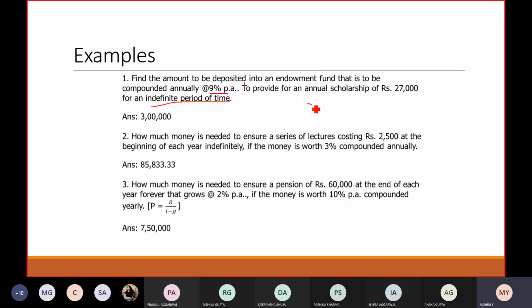What is the formula? The formula is R by I. So what is R? 27,000. And what is I? 9%. So you will simply divide 27,000 with 0.09. You'll get your amount. डिवाइड करके amount बताओ मुझे कितना आ रहा है. 27,000 divided by 0.09.